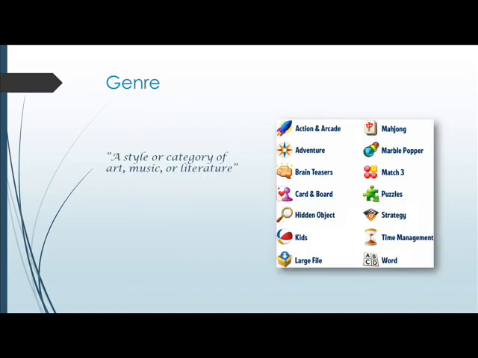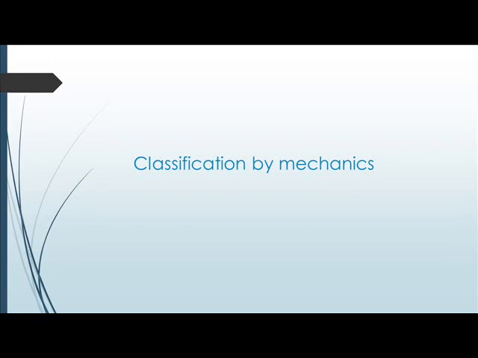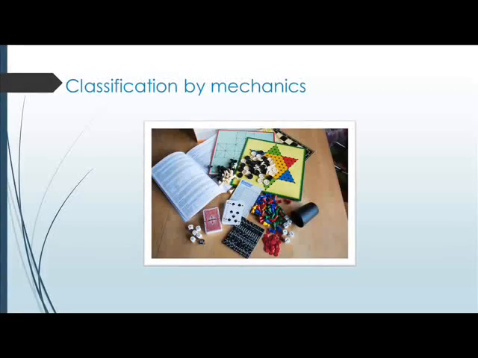A genre is defined as a style or category in art, music, or literature, but the term applies to game design as well. Classification by mechanics. This type of classification is the most common one. It focuses on the main mechanics that drive the game.